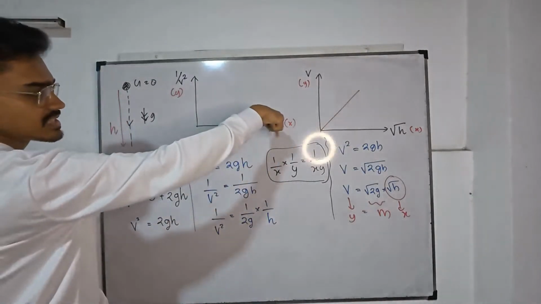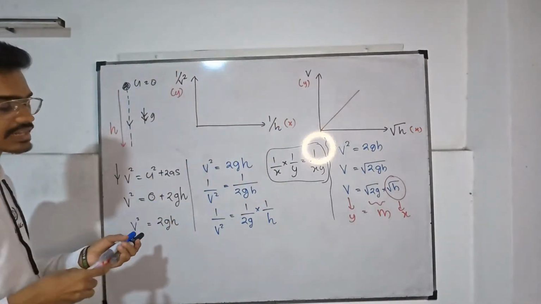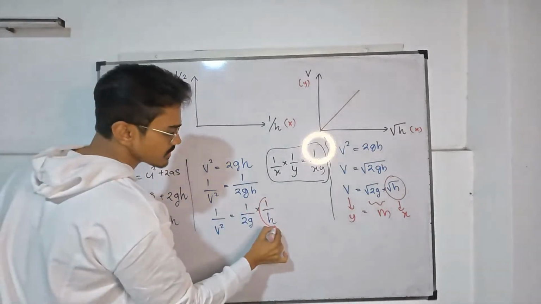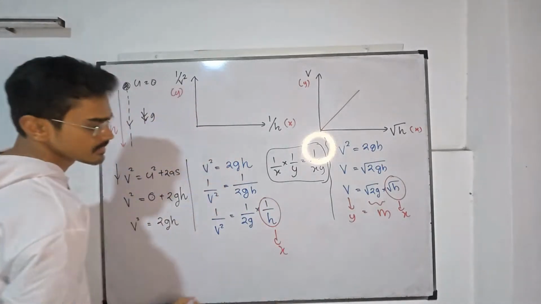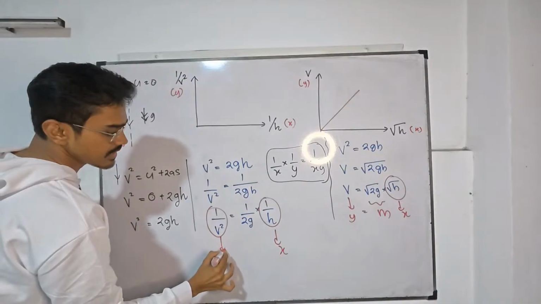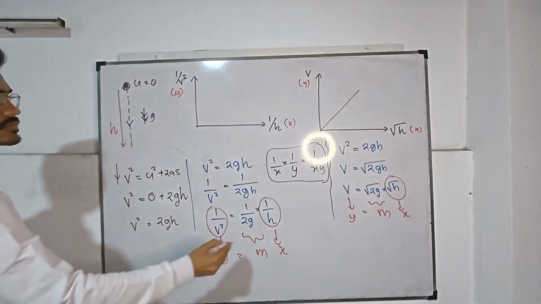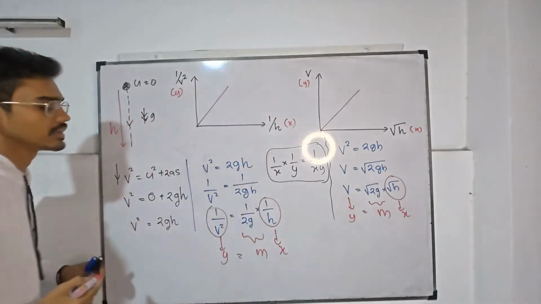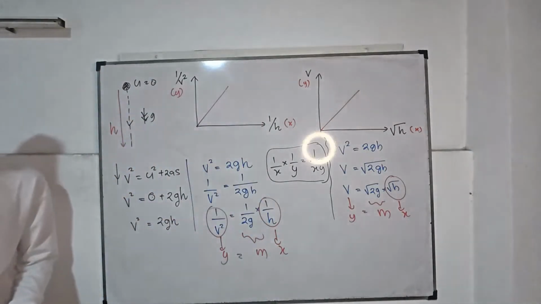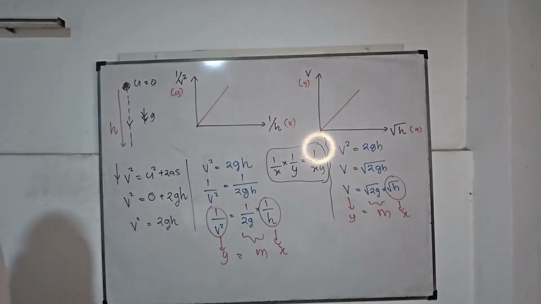My requirement is satisfied. 1 over h is created, 1 over v squared is created. 1 over h is my x, and 1 over v squared is my y. Whatever the product is, that is m. Y equals mx again.